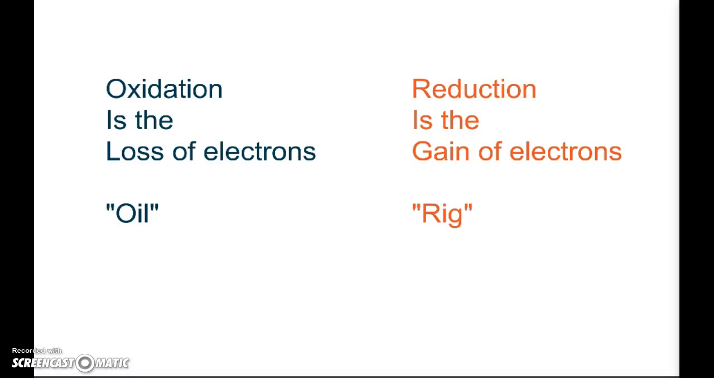So basically, oxidation is the loss of electrons, and reduction is the gain of electrons. An easy way to memorize them is to think about the words OIL and RIG respectively.